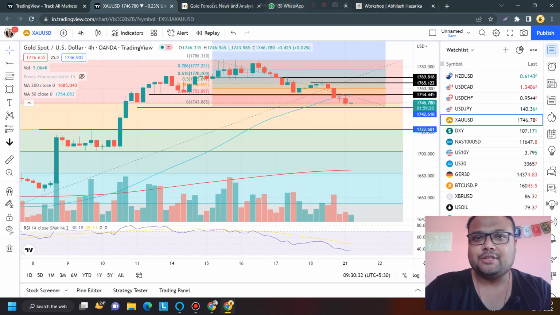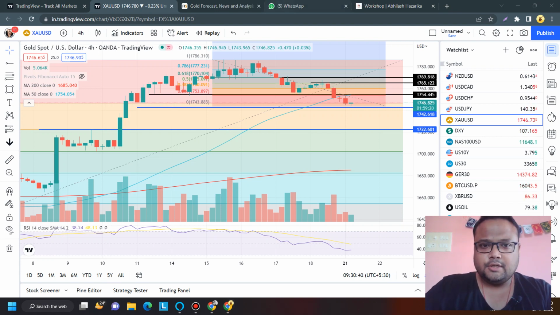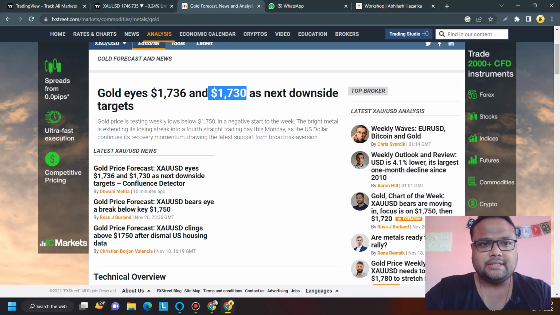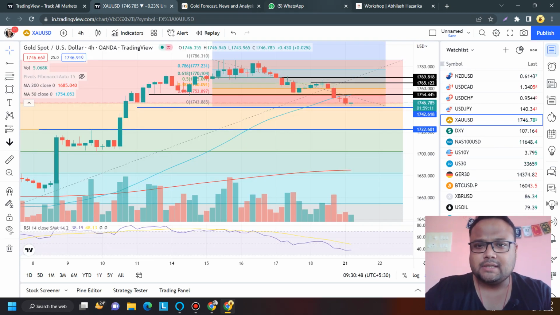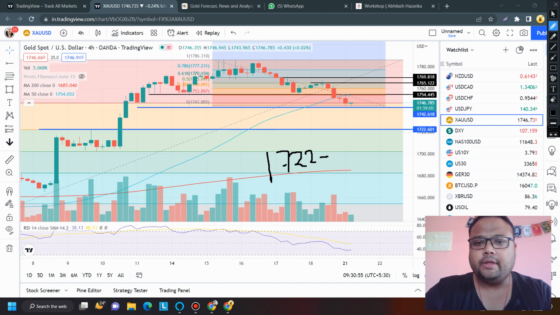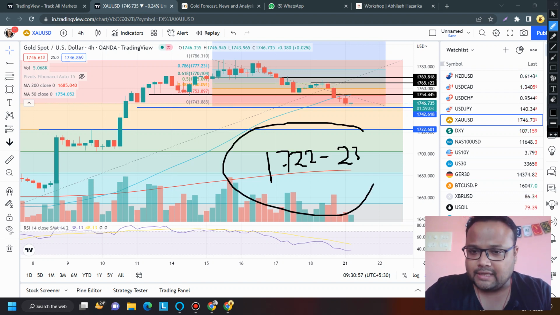Now let's get back to the chart of gold. As we have already seen, 1736 to 1730 is the next level for gold. But personally, I think that gold has the potential of hitting 1722 to 1723. It may take a couple of days, but 1722, 1723 is the next possible target for gold.